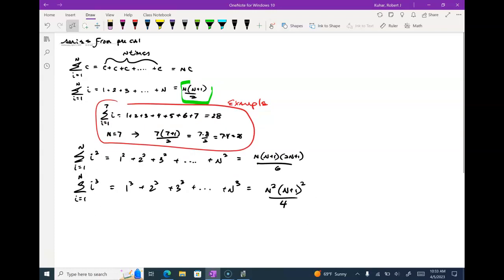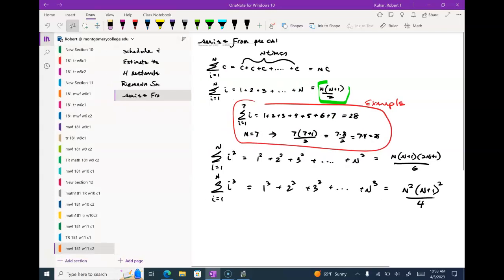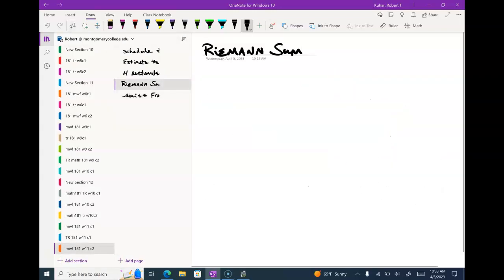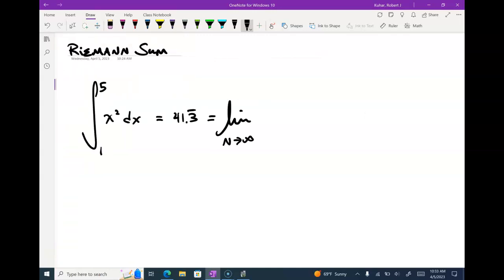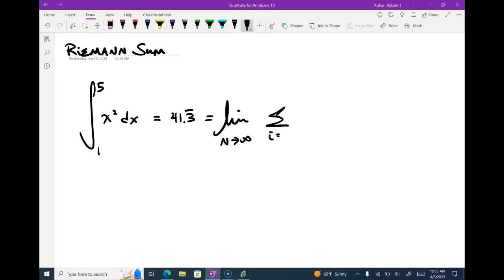I want to go back to my Riemann sum for a second and take a look. I already know the integral from 1 to 5 of x squared dx is 41 1/3. I want to show that this also equals the limit as n goes to infinity of the sum of the rectangles from the first to the last of f of x sub i delta x.